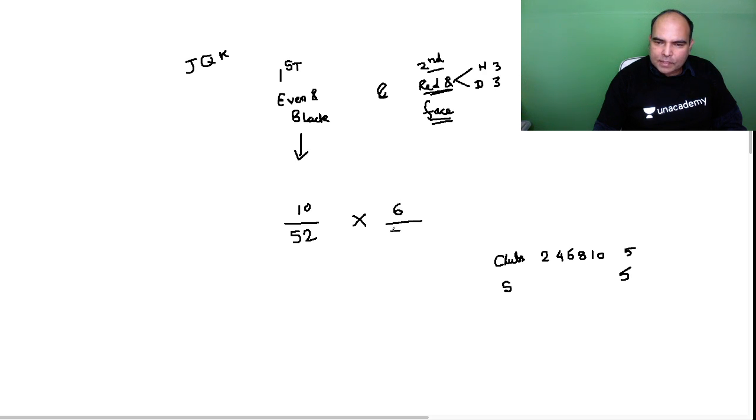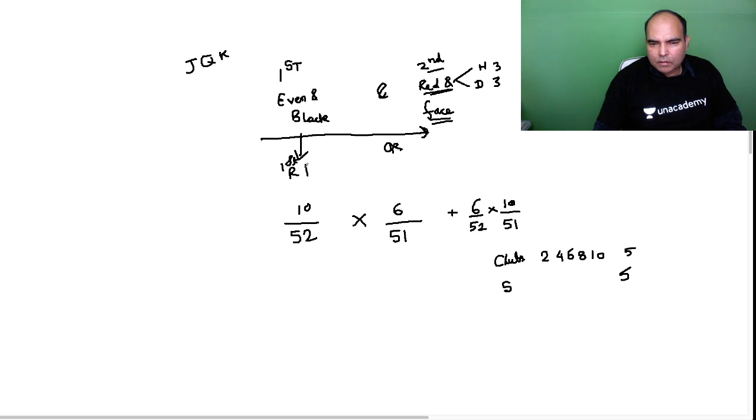So 6/51 इसका probability आएगा. और plus 6/52 into 10/51, because the event will get defined in two ways. The first way of defining event is that the first is even and black and the second is red and face, or you have the first card could be red and face, red and a face card, and the second card is even and black.